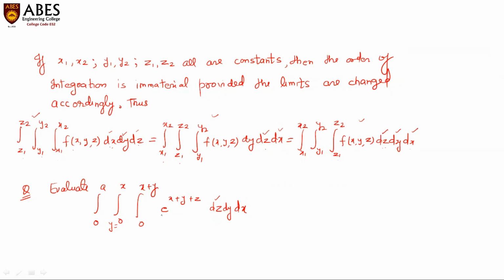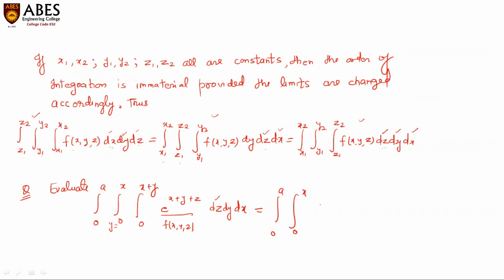The given function f(x,y,z) is the exponential e to the power x plus y plus z, and the limits are given: 0 to x plus y, second 0 to x, and in the last 0 to a. So first we will integrate this function with respect to z, and we know that if we want to integrate with respect to z, we will treat x and y as constant. Then we will get 0 to a, 0 to x.